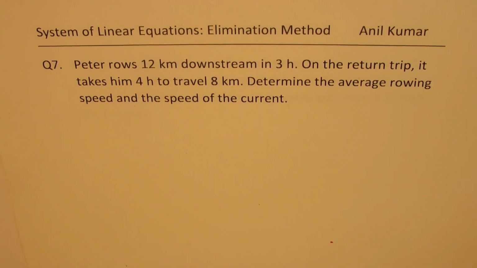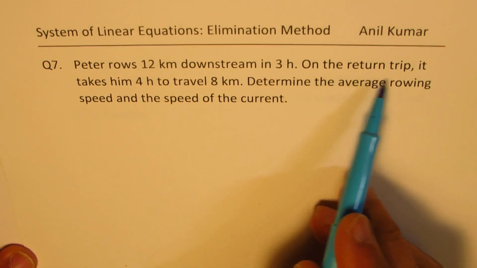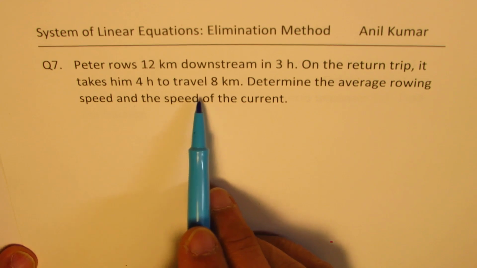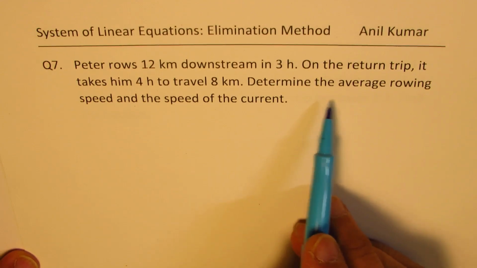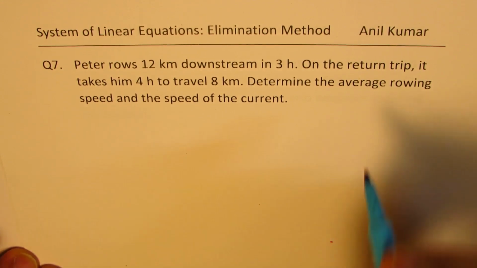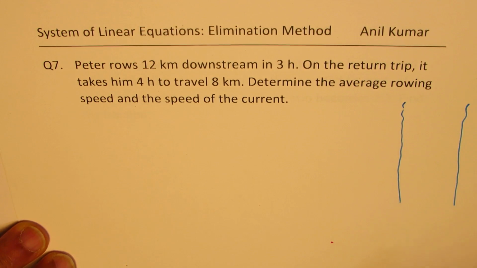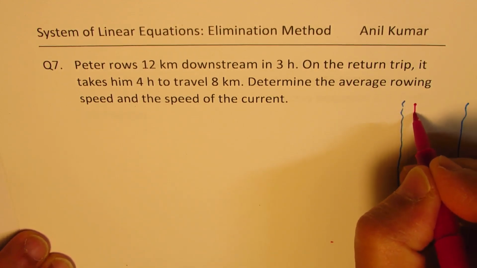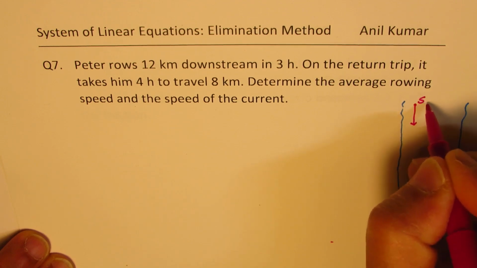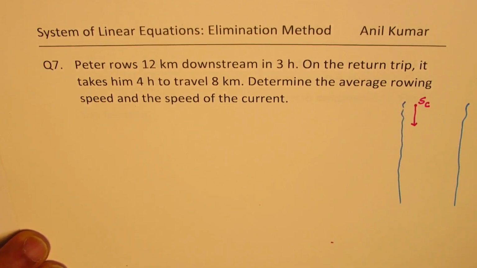Now here is question number 7. Peter rows 12 kilometers downstream in 3 hours. On the return trip, it takes him 4 hours to travel 8 kilometers. Determine the average rowing speed and the speed of the current. Okay, so let's say that's the river flowing, right? And we are saying that the speed of the current is SC, right? So that is always in one direction.